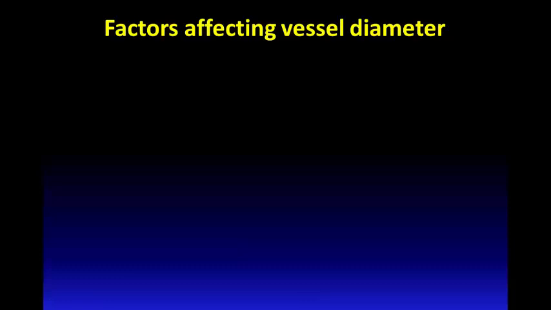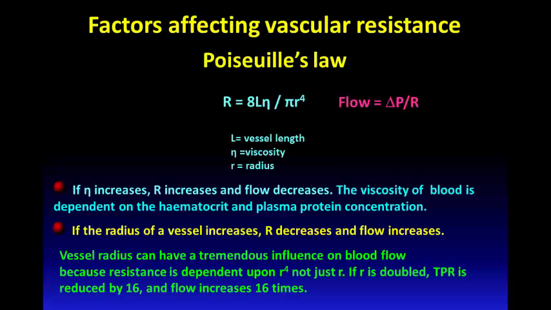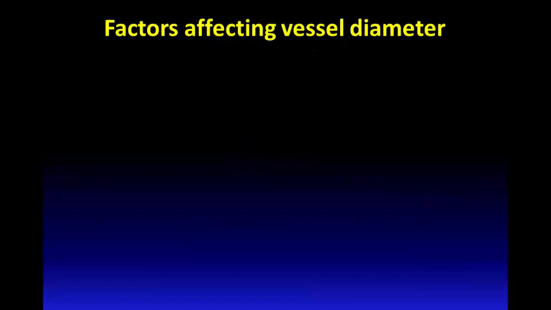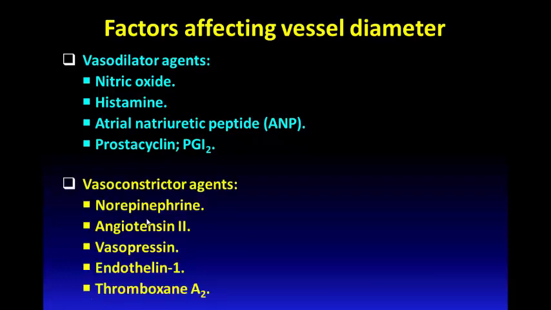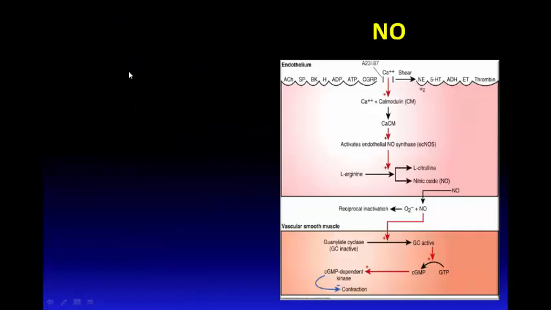Since we know that the radius has a tremendous effect on the resistance, what are the factors which affect the vessel diameter? We have vasodilator agents like nitric oxide, histamine, atrial natriuretic peptide, and prostaglandin I2, which is also known as prostacyclin. And we have vasoconstrictor agents including norepinephrine, angiotensin II, vasopressin, which is antidiuretic hormone ADH, endothelin 1, and thromboxane A2. Nitric oxide is an important vasodilator agent.